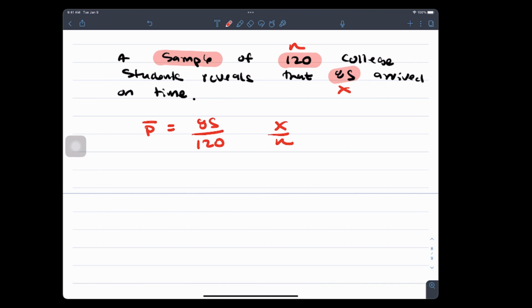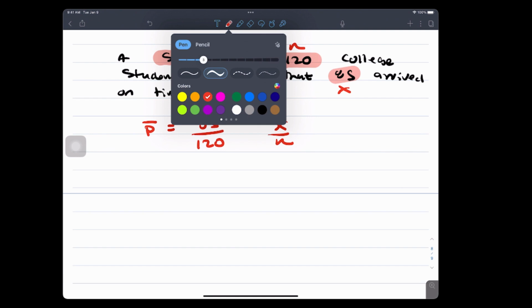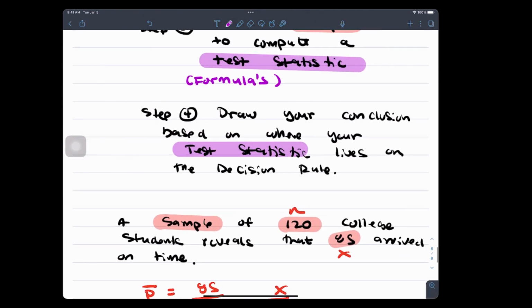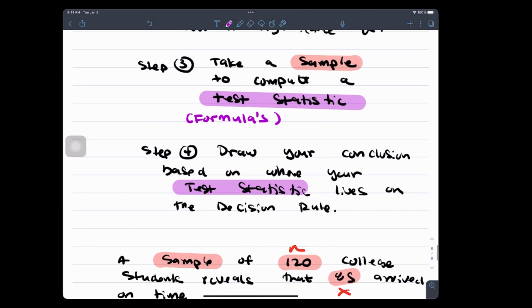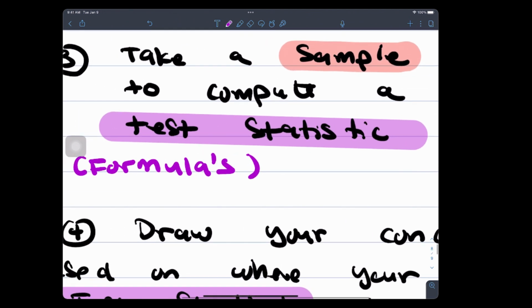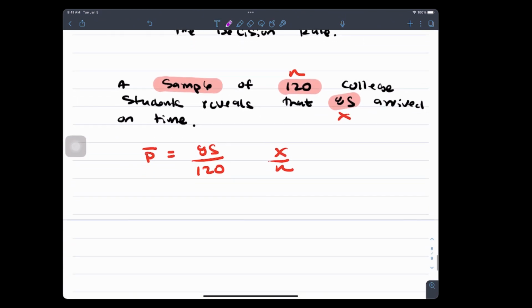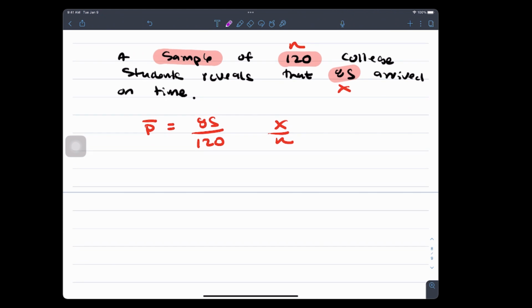Okay. Now, you say, Mr. Judge, you just told me take a sample and to do what? What do I do with the sample? We compute a test statistic. That's a number that lives on our decision rule. So we need that test statistic value. Now, where do we find it? Well, if I go back to my notes, right in here, don't look at that. That's a different example. That's how we get our decision rule.